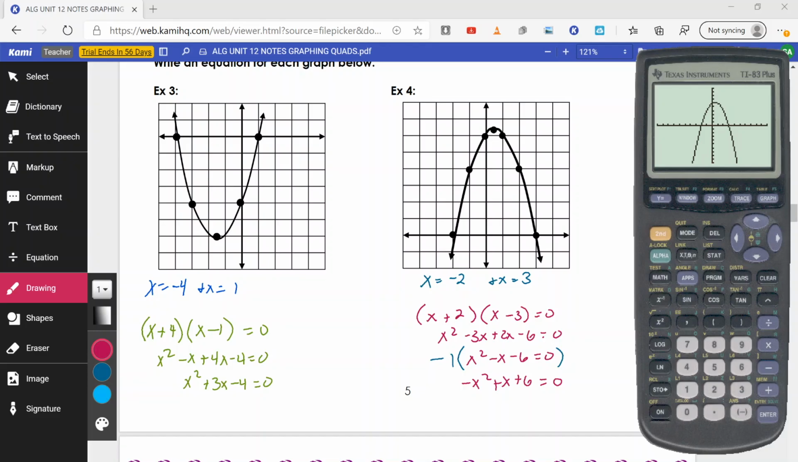And again, if you weren't sure, if you went back and you left it as x squared minus x minus 6, and you took a look at the graph, notice it opens down. Therefore, that couldn't possibly be our answer. That's why we multiply by -1. We made our leading term -x squared.